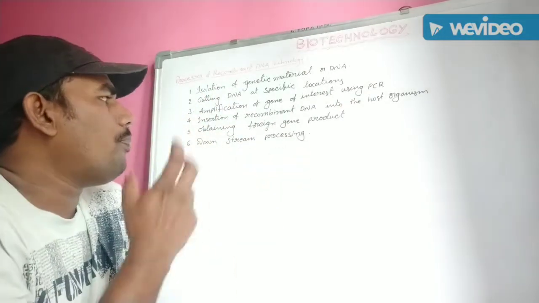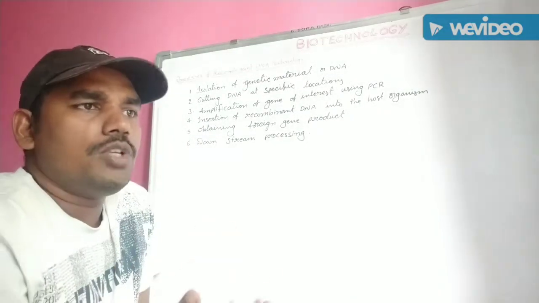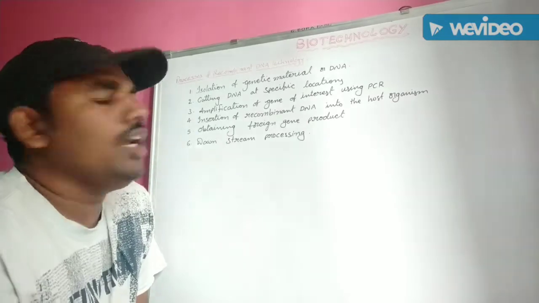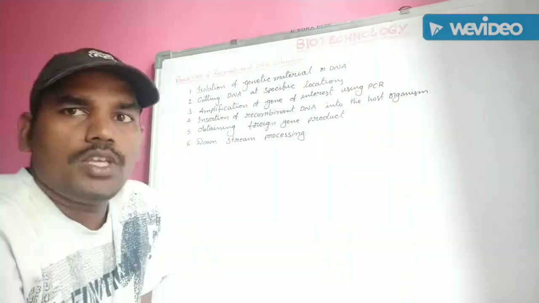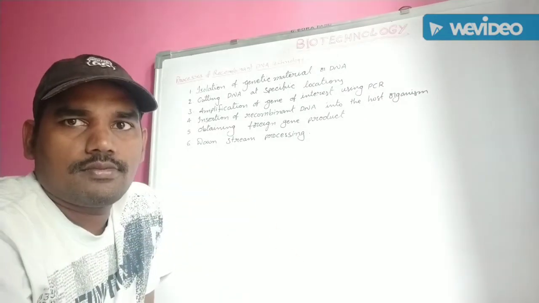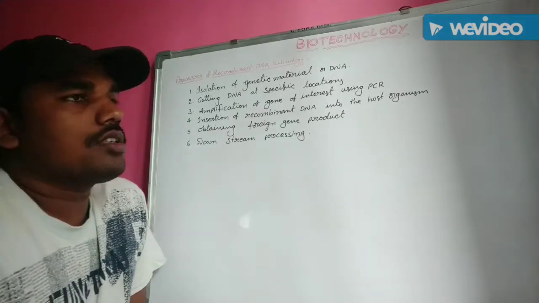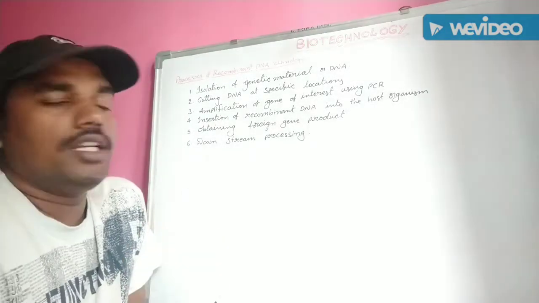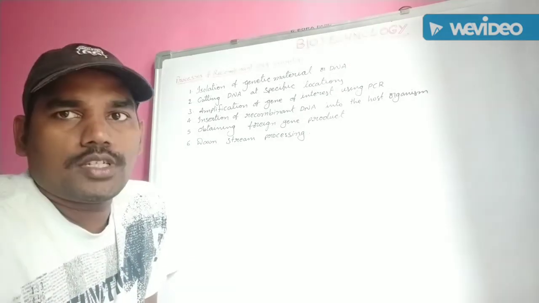The next one, obtaining a foreign gene product. The foreign gene product is obtained on a large scale. Finally, downstream processes, which means the purification of the wanted product. These are the main steps involved in the process of recombinant DNA technology. So, one by one we will discuss them.